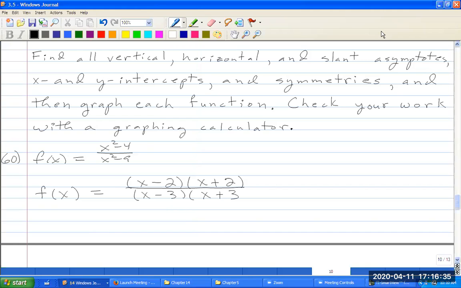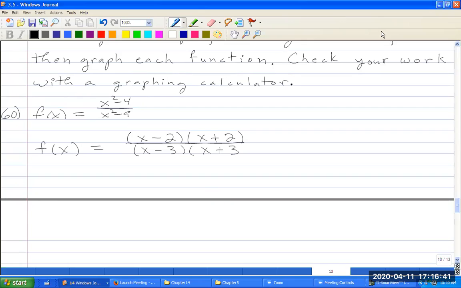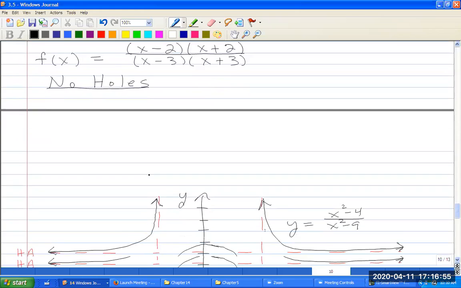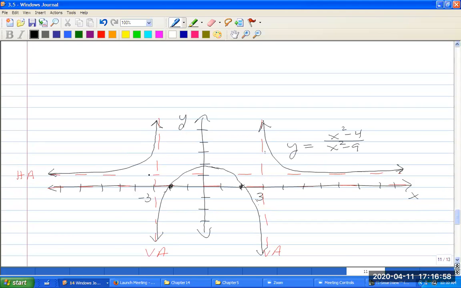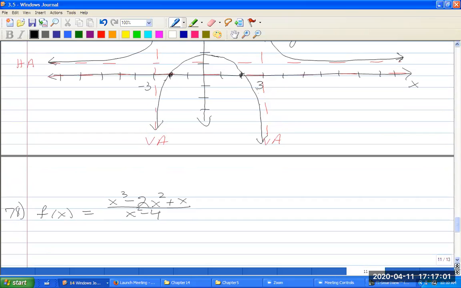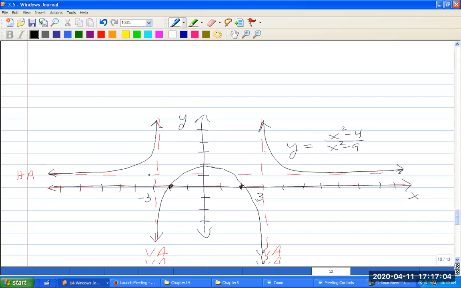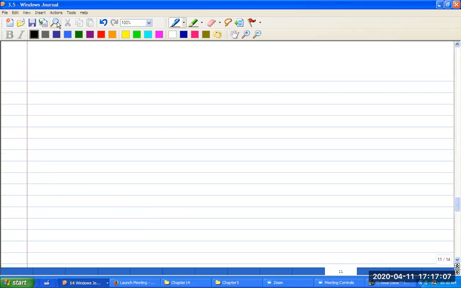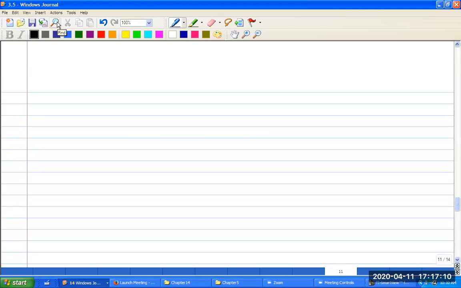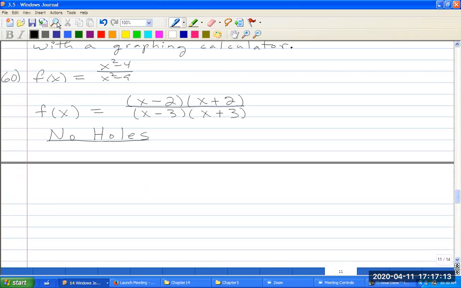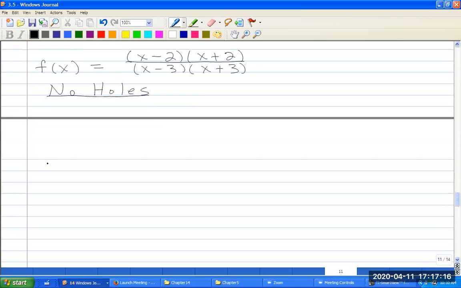Okay, so first thing to note is that I'm not doing any sort of cancellation here. So there are no holes in my graph. Next, I like the way I sketched it. Okay, so let me add another page here. Okay, so let's look for vertical and horizontal asymptotes, if there are any. So vertical asymptotes.